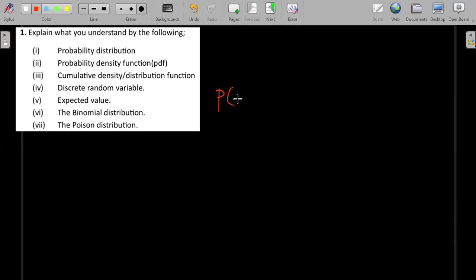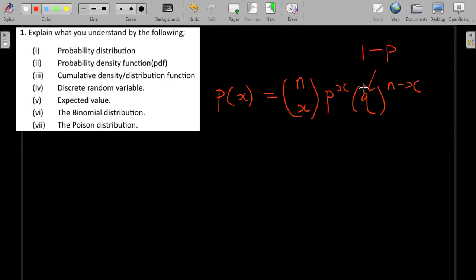Then in mathematical form, it is given as the probability of x equals n choose x, times p to the power x, times q to the power n minus x. This q here is the same as 1 minus p. This is the probability of success, and this is the probability of failure. If you add the probability of success plus the probability of failure, you always get 1. So where there's q here, you can also put q equals 1 minus p. In some books, you find 1 minus p.